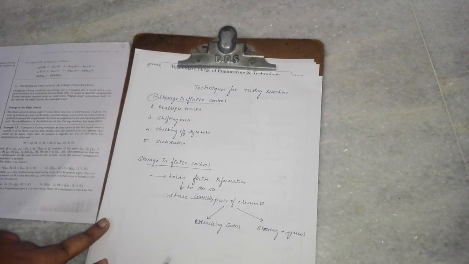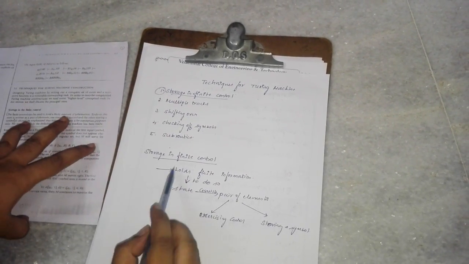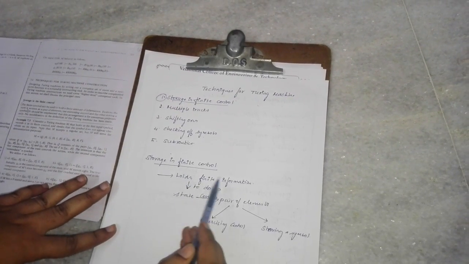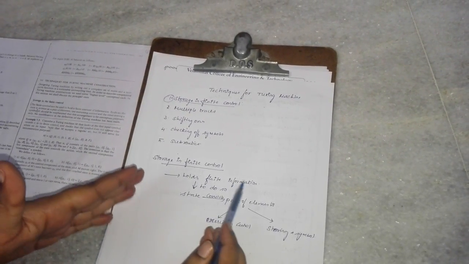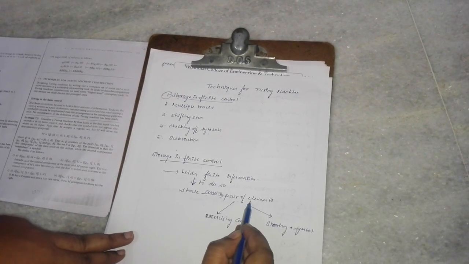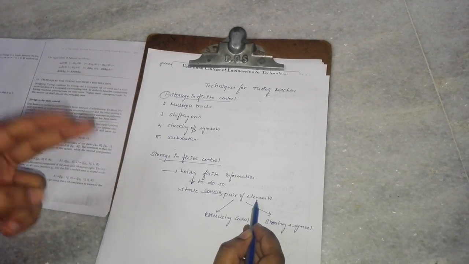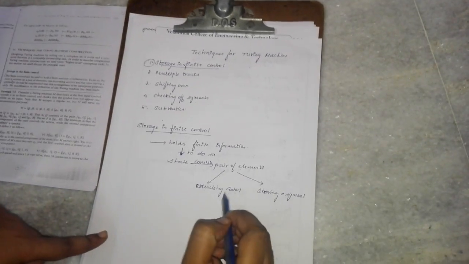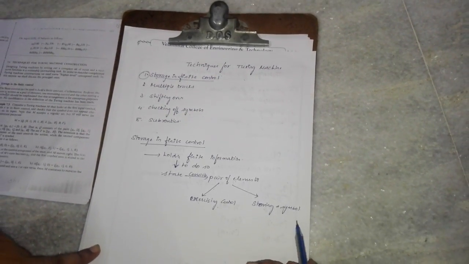So first, what is storage and finite control and why do we need it? This is used for holding a finite information. In order to hold this information, we need a state which contains a pair of elements, and these elements can be of two kinds. One is exercising control, another is used for storing a symbol.